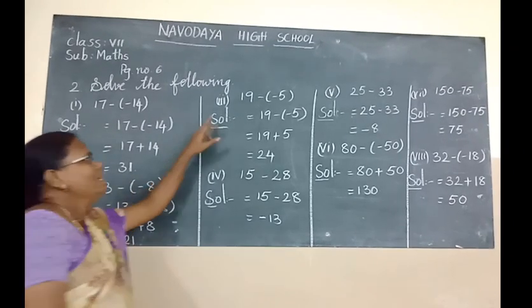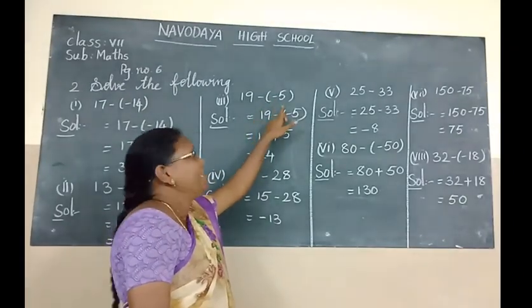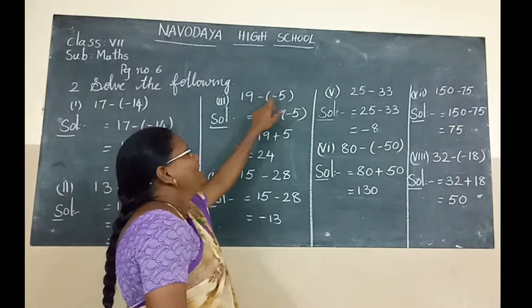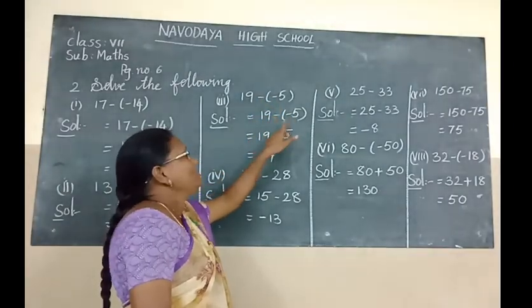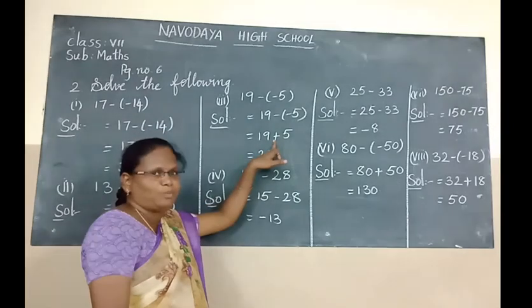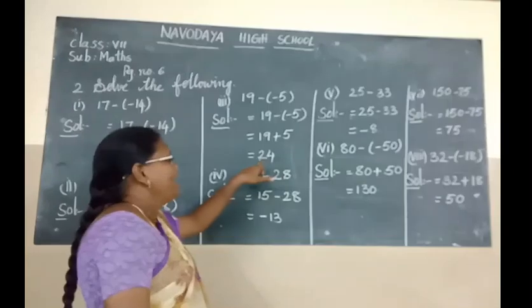Next, third question. 19 minus of minus 5. The product of two negative integers. This is negative, this is negative. Both are negative means the product is positive. 19 plus 5 is equal to 24.